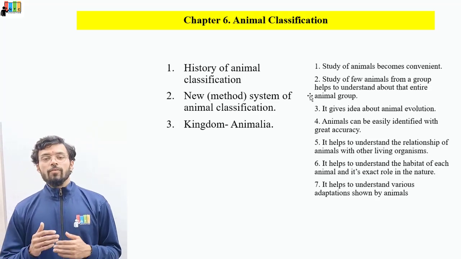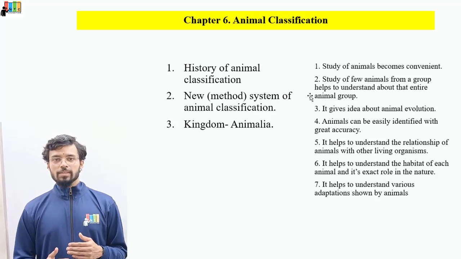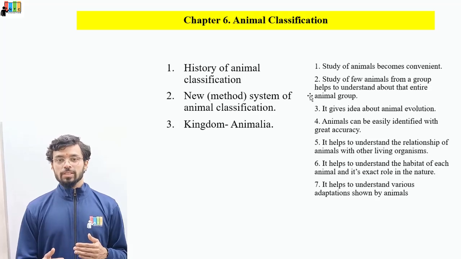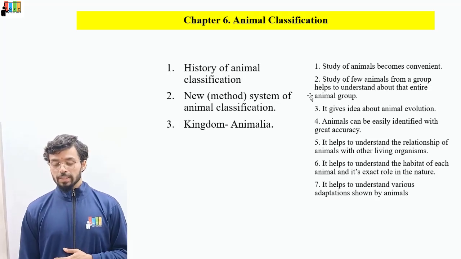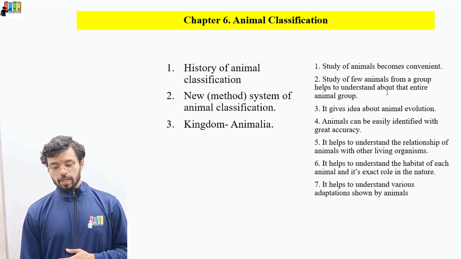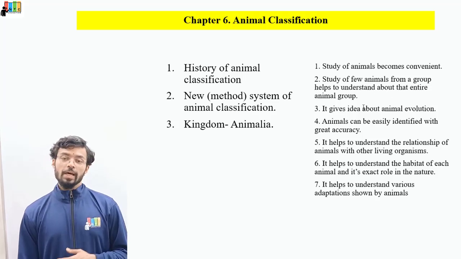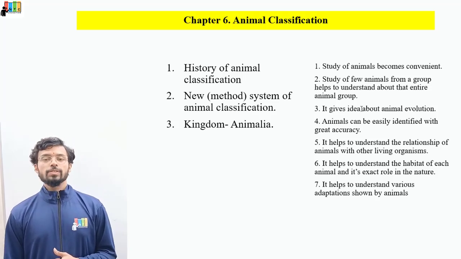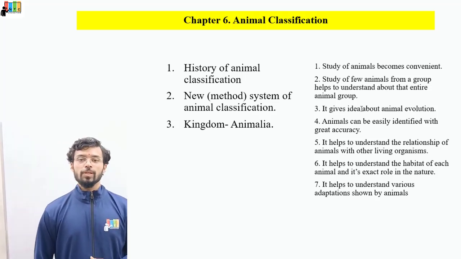Then, whenever you study certain characteristic organisms or a representative species, it gives you an idea of the entire genus. That is what has been talked about in the second point, which is study of few animals from a group helps to understand about the entire animal group. Fine, justified. Then it also gives you an idea about the animal evolution.